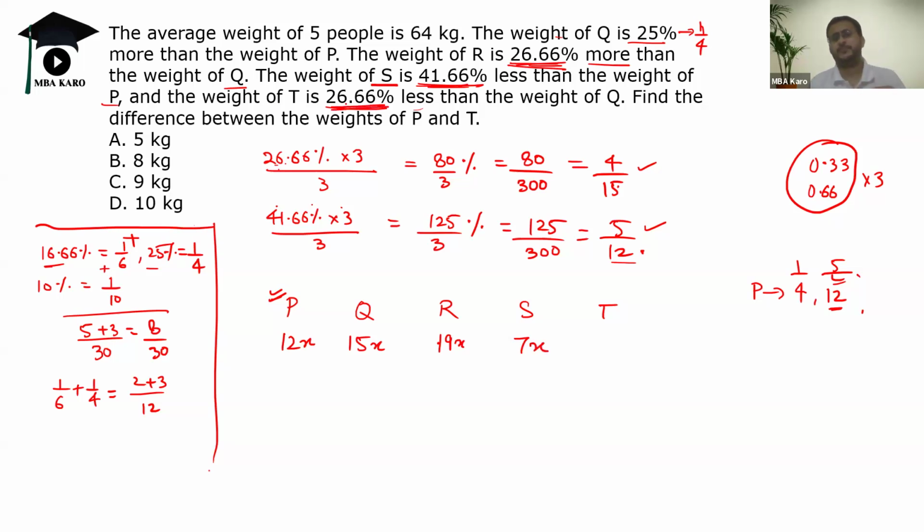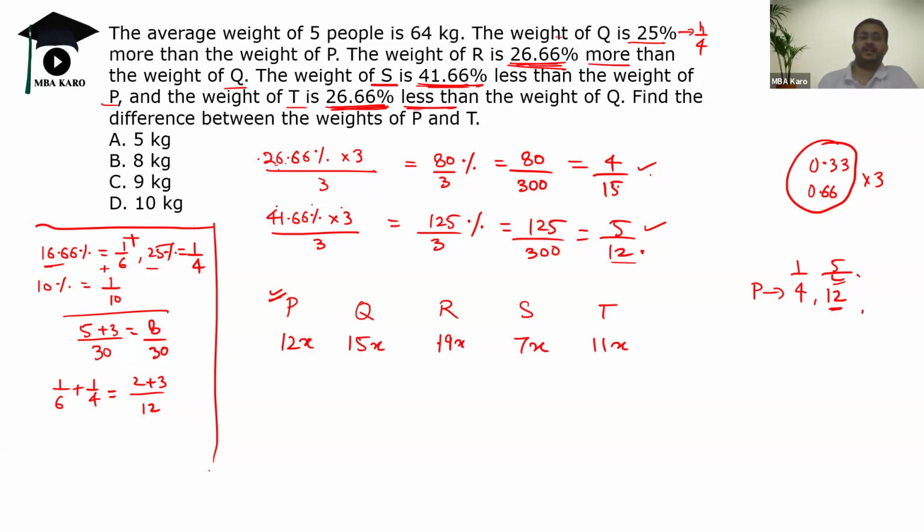Weight of T is 26.66% less. 26.66 is again 4 by 15. 4 by 15 less. 4 by 15 of 15 is 4, and 15 minus 4 is 11. So T is 11x. This is how we get the values. Unless you know these percentages, you will not be able to solve this question. It will take 20 minutes because 0.2666, 1.2666 are not easy to multiply. And taking the base variable is also very important.